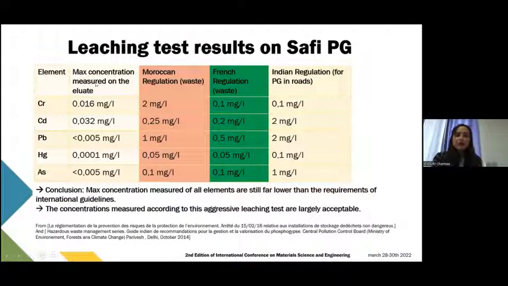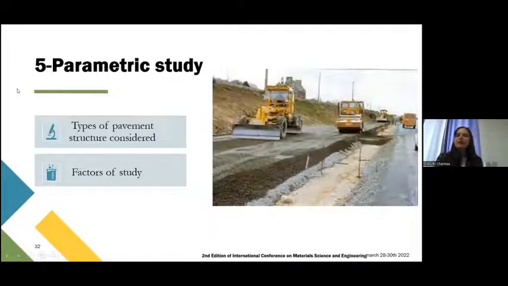Maximum concentration measured on the eluate for all the elements are still far lower than the requirements of international guidelines, which are Moroccan regulation, French regulation for waste, and Indian regulation for phosphogypsum in roads. The concentrations measured according to this aggressive leaching test are largely acceptable. Now that we have built our pilot road, we found that we can even optimize the type of pavement structure.